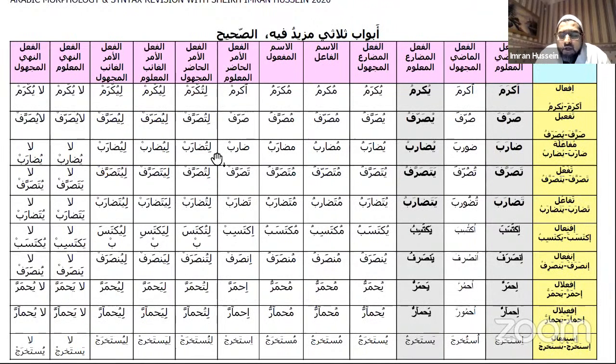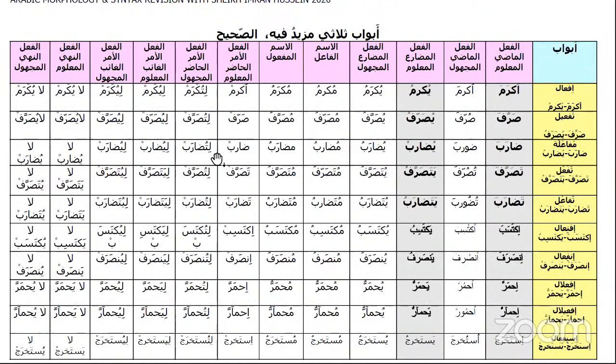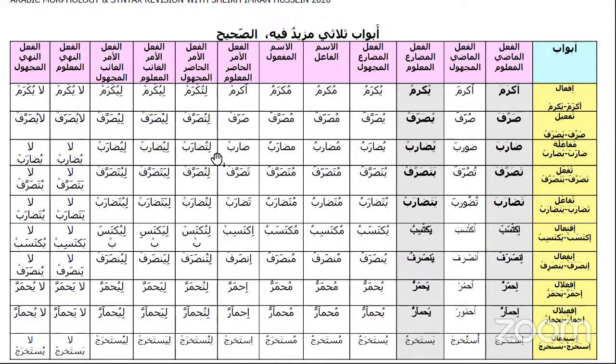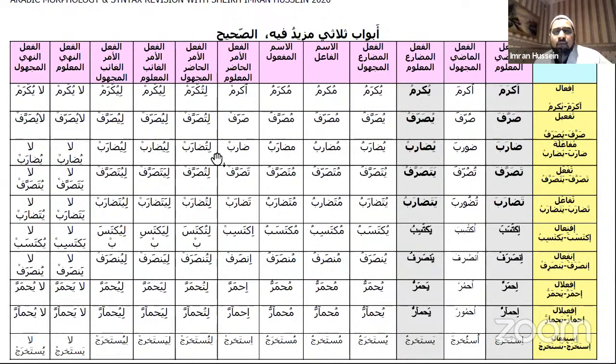So the present tense is yatadharabu. We have two additional letters: a ta in the beginning, and an alif between the dad and the ra. This is two people exchanging something with each other. Tadharaba, and the present tense is yatadharabu. So basically the third and the fourth forms are getting combined. The alif is coming in, and the ta is also coming in at the beginning. Exactly. So the imperative from yatadharabu will be what?